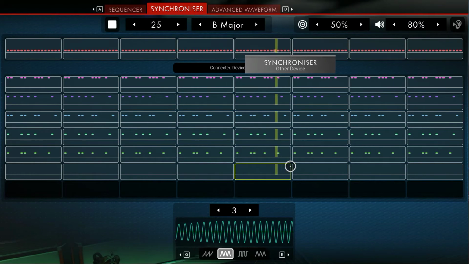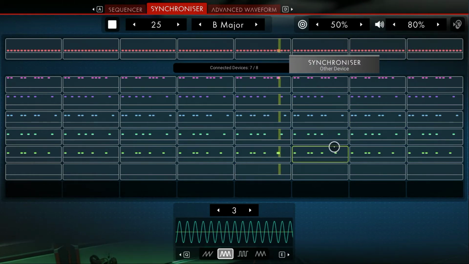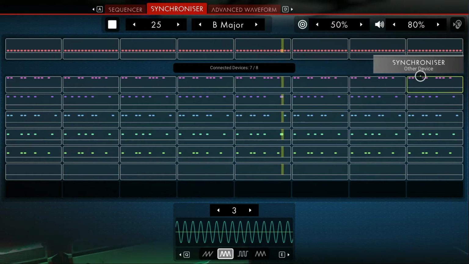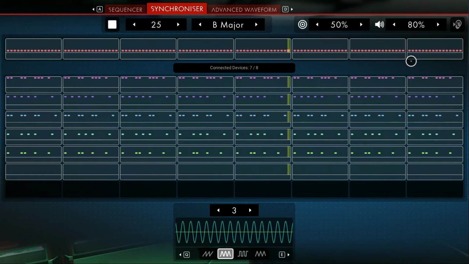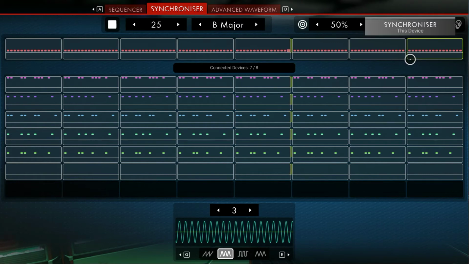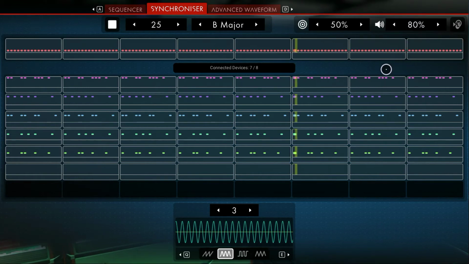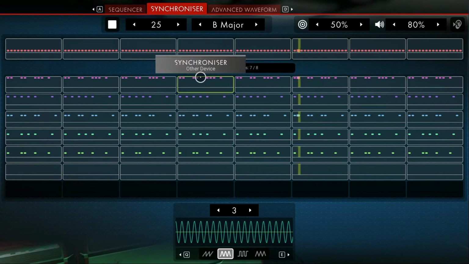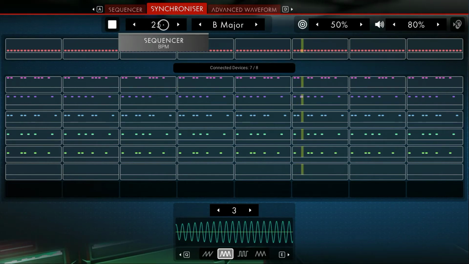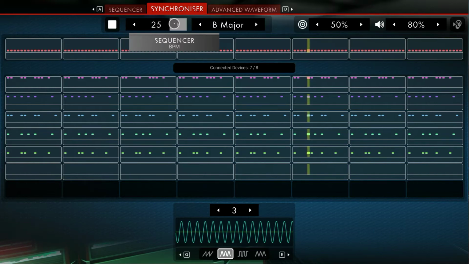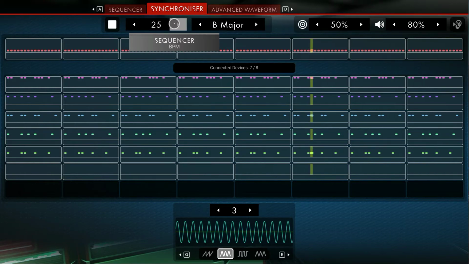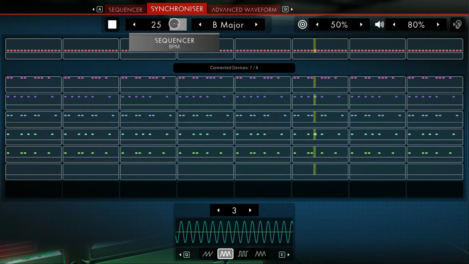Now, one of the things I have noticed is that if one of your Byte Beats is 50% or below in the volume, it won't be picked up by the Byte Beat switches. So you got to keep that in mind. And I can't seem to get it to go faster than 25 beats per minute. That's the fastest I go. I think that's just a limitation of the logic provided by No Man's Sky.